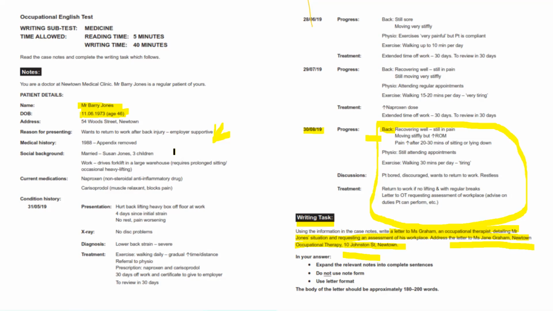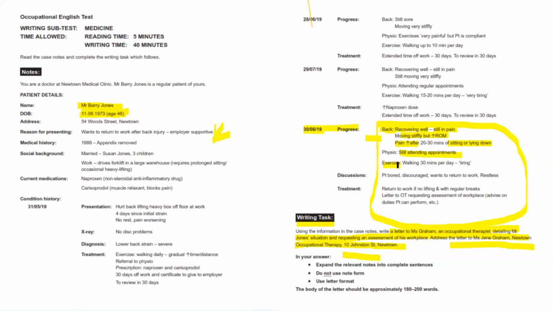Okay, I got you. Okay, so now, as we mentioned, at the last visit, his back was recovering well, but still in pain, moving steadily, but there is limitation of mobility or motion. The pain increased after 20 to 30 minutes of sitting or lying down. He is still attending appointments with the physiotherapist.